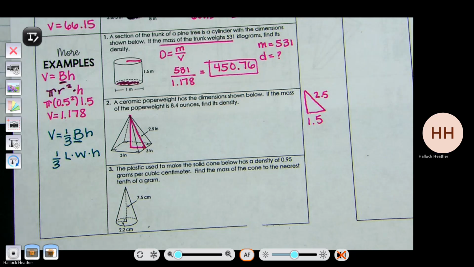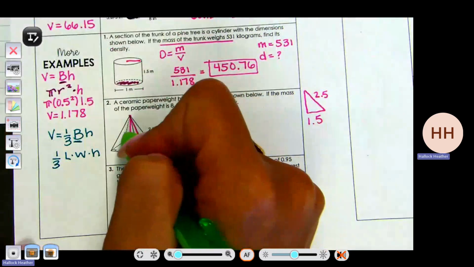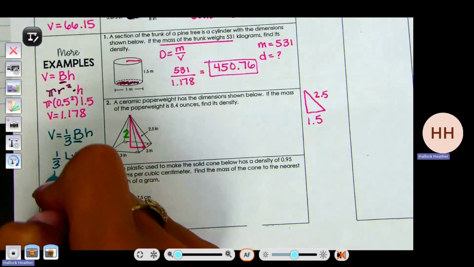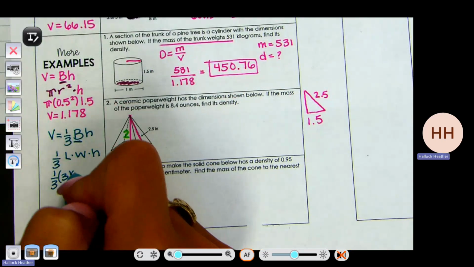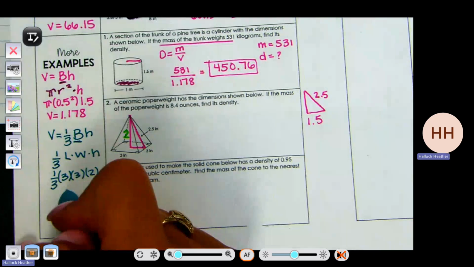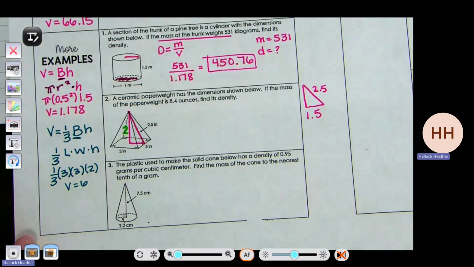Okay, so what's the height? 2. So my height is 2. So we're gonna plug in our numbers. So 1/3, 3 times 3 times 2. Yes, volume is 6. So find the density. Oh, because if you got 18, you have to multiply by 1/3.